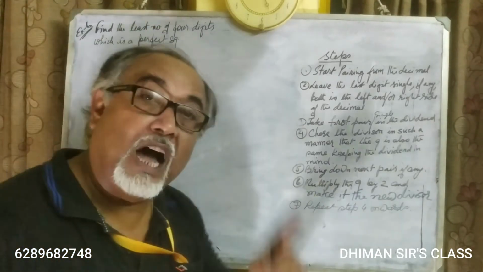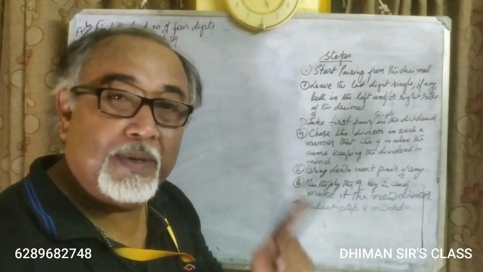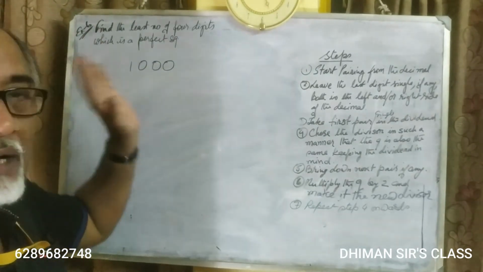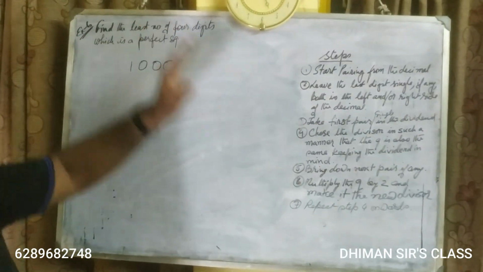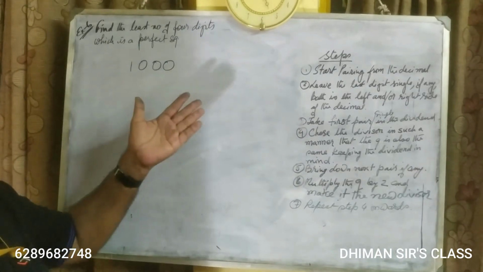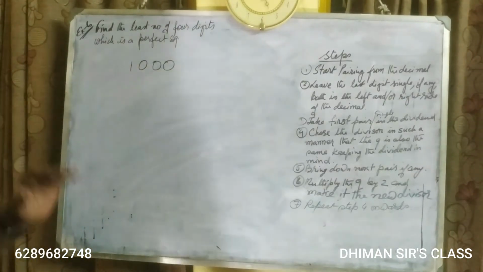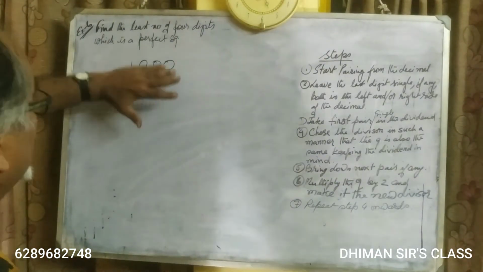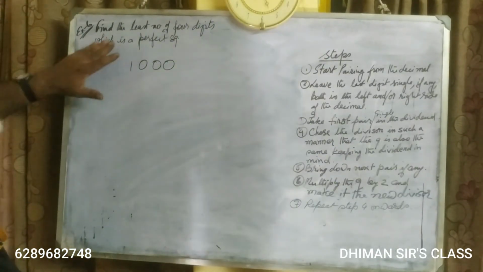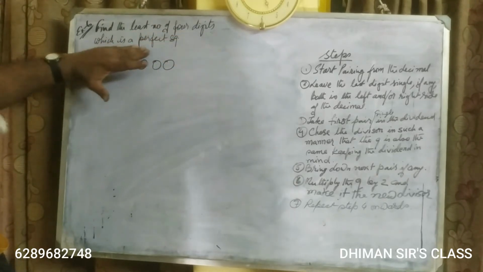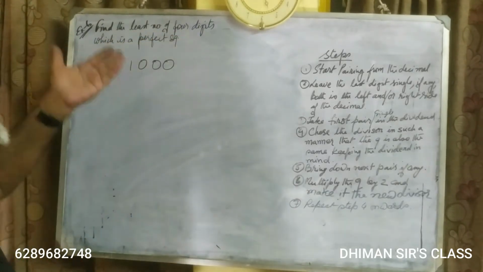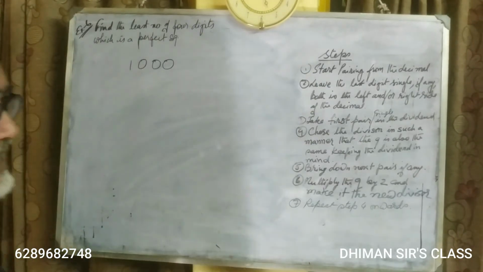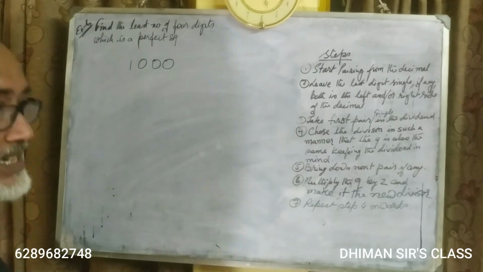So for a perfect square, what should be the number of zeros at the end? An even number of zeros. 3 is an odd number, so it's not a perfect square. If it was 10,000, then it could have been a perfect square. It definitely is a perfect square. Why? Because at the end there are 4 zeros, and 4 is an even number. So here it is an odd number, it's not at all a perfect square. So find the least number of 4 digits which is a perfect square. The least number of 4 digits, what comes first in our mind? 1000 is the least 4-digit number.